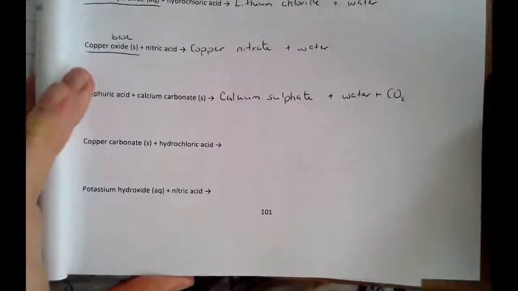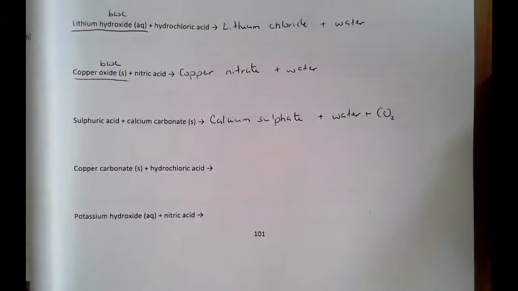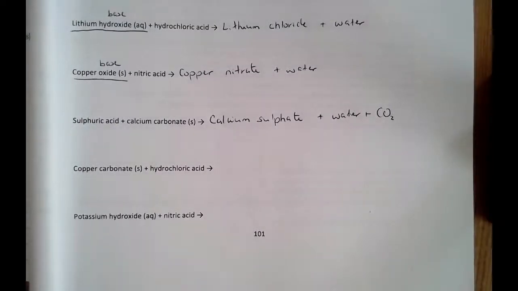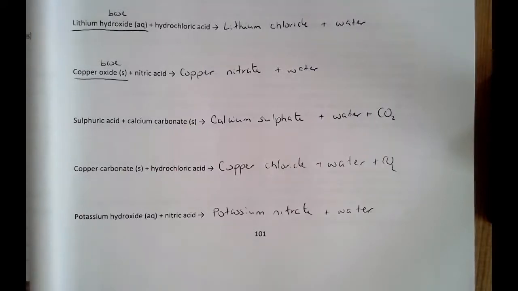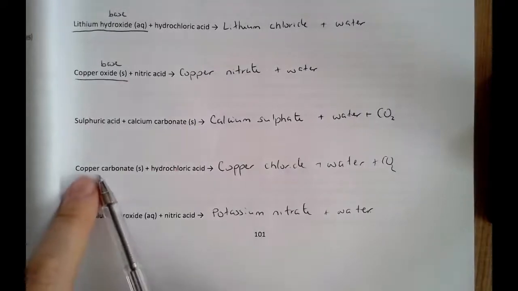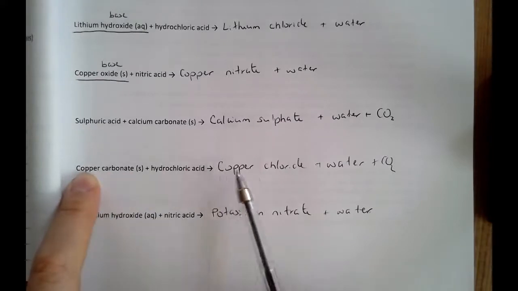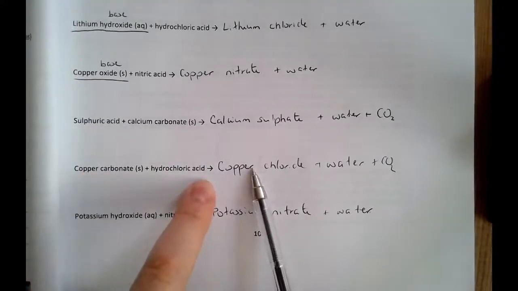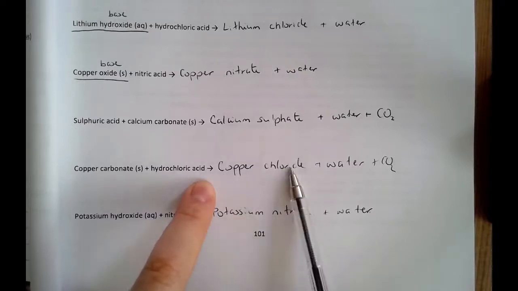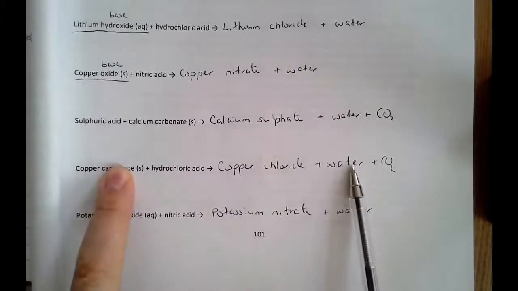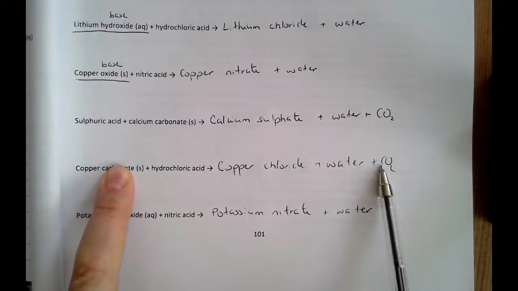Have a go at doing the last two yourself. Press pause, fill it in, and then press play for the answer. Okay, so there are your answers. This is my base. Copper is my metal, so copper is the first word. Hydrochloric acid ends in chloride, so it's copper chloride plus water. And because my base is a carbonate, I also have CO2.